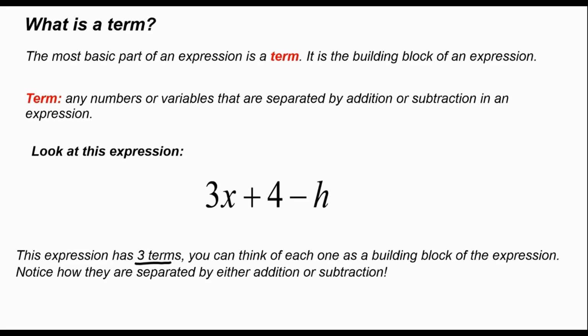You can think of each one as a building block of the expression, and notice how they're separated by either addition or subtraction. I'm going to put boxes around the terms so you can see them a little more clearly. This is the first term in the expression, and then we are adding 4 to it. That's the second term, and then we are subtracting h, and that's the third term in the expression. This 3x is multiplication. That does not separate terms. Only addition and subtraction separate terms.